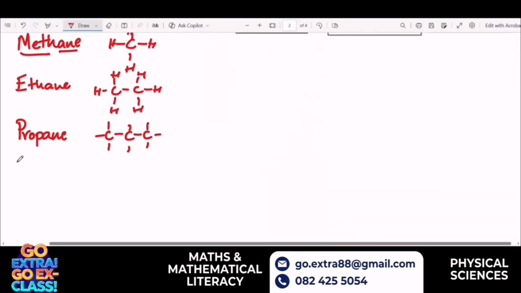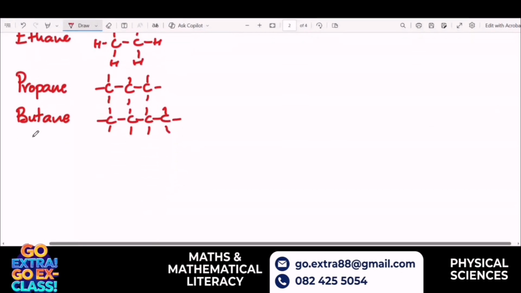Then we also have butane. But means 4. It has 4 carbons, so it's going to look more like this. But remember, each carbon has 4 bonds around it, so it must be 4. So there you're going to add the hydrogens around these carbons. So this is how butane is going to look.